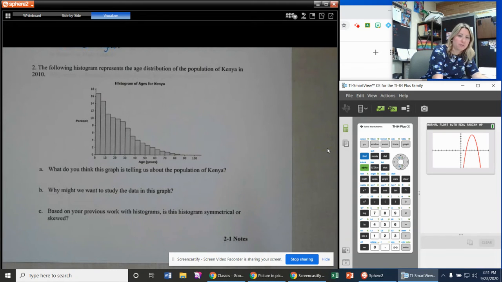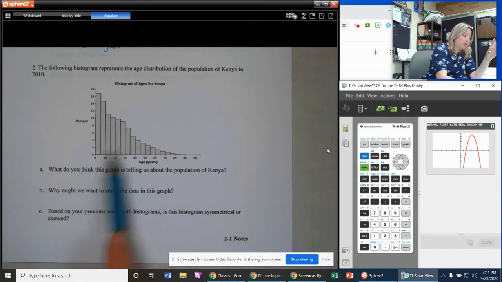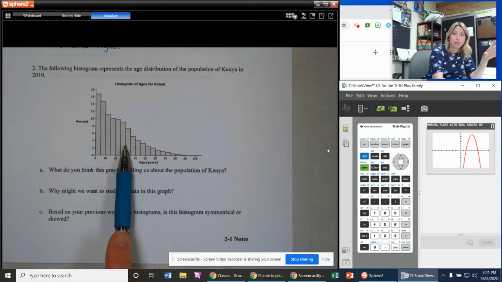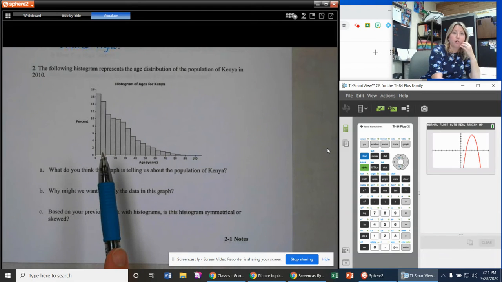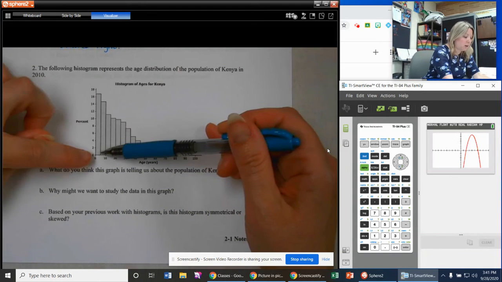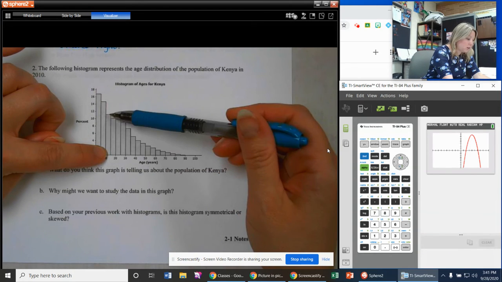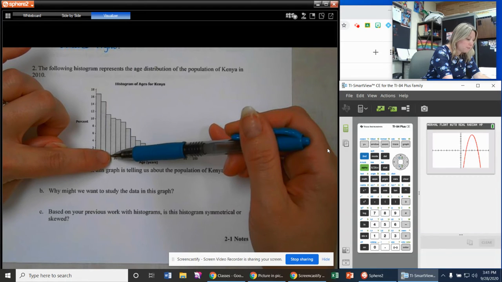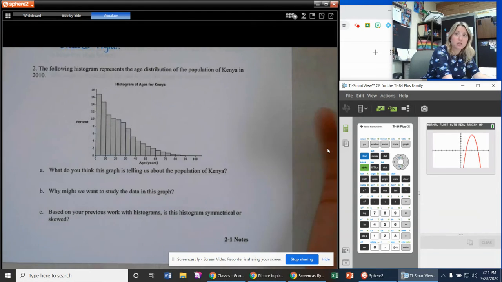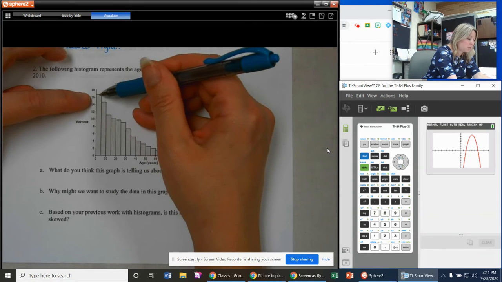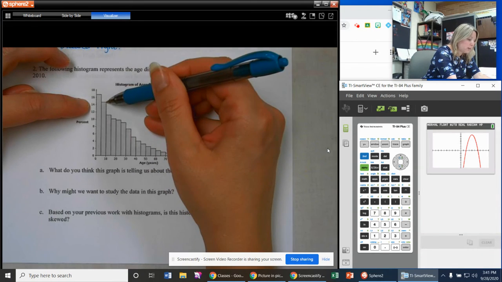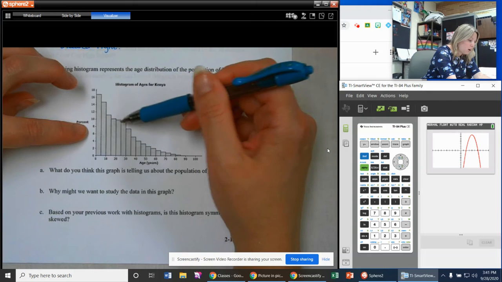What do you think this graph is telling you about the population of Kenya? My eye is so drawn over here where the majority of the bars is. The height of the bars is higher over here. And these ages are 0 to 4 and 5 to 9 and 10 to 14 and 15 to 19, right? That's what these ages are. And look at these percents, around 17%, around 14.5%, around 11%, around 10%.